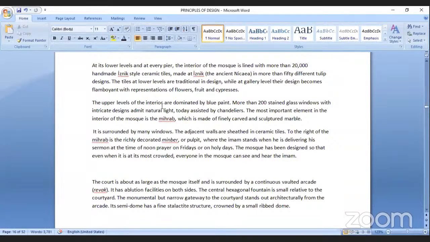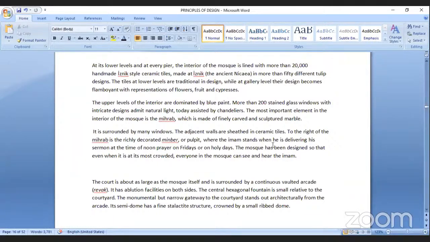The upper levels of the interior are dominated by blue paint, hence the name. Okay, more than 200 stained glass windows are there, which allow natural light, assisted by chandeliers today. Now, the most important element in the interior of the mosque is the mihrab, which is made of finely carved and sculptured marble. Okay, it is surrounded by many windows. The adjacent walls are sheathed in ceramic tile. Okay.